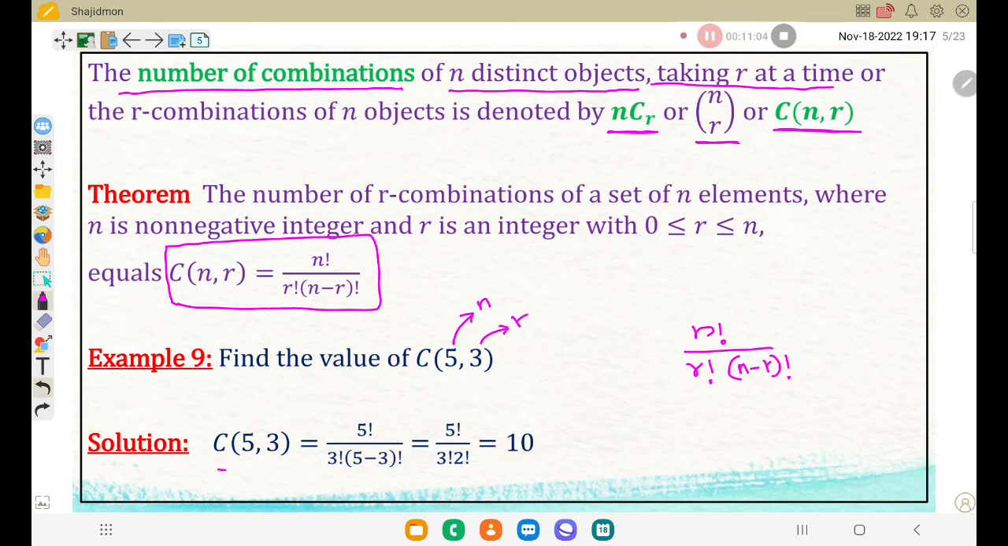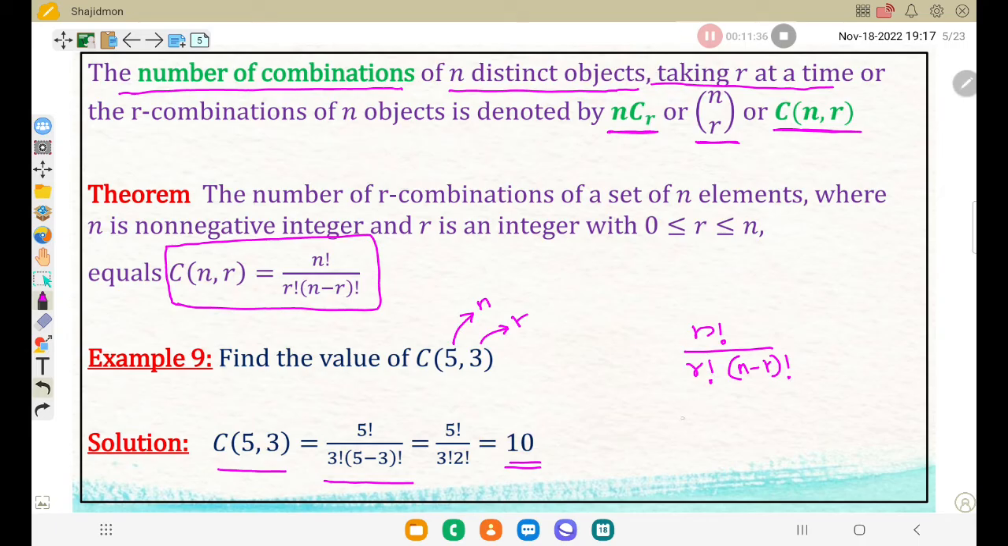So C(5,3) equals 5 factorial divided by 3 factorial multiplied by (5 minus 3) factorial. That means 5 factorial divided by 3 factorial multiplied by 2 factorial. Now you can check this value. You will get 10 here. So 5 factorial divided by 3 factorial multiplied by 2 factorial equals 10.